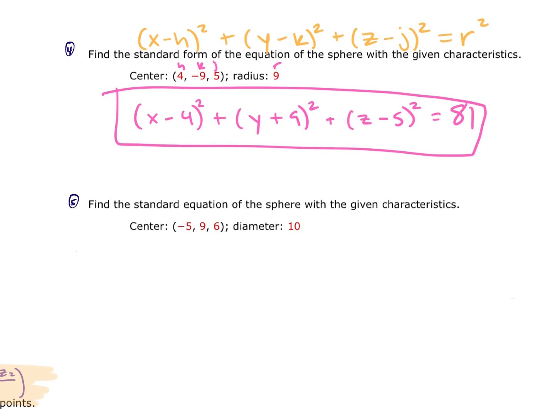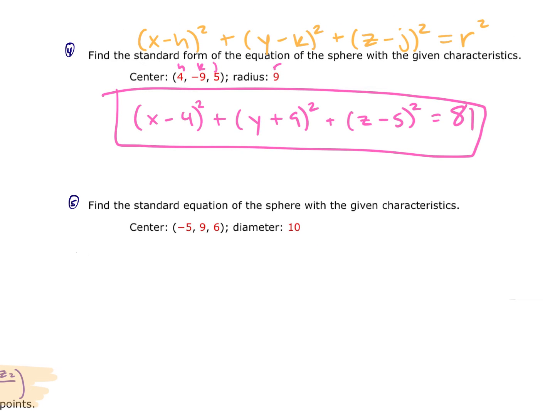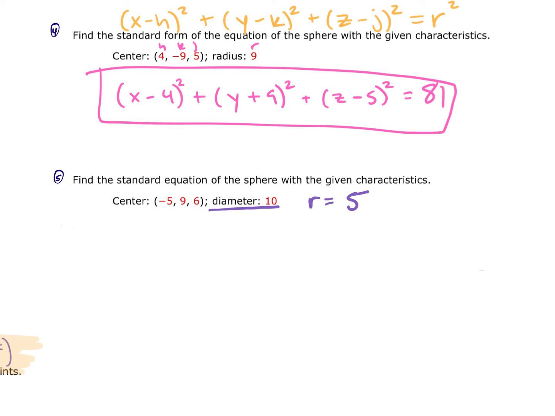So what's the difference between 4 and 5? Number 5 gives you the diameter. So if our diameter is 10, what does that mean that our radius is? 5. So when working out the review, Ms. Meadows thought the diameter, or the radius was 10. But no big deal, because we know that the radius is 5 if the diameter is 10.